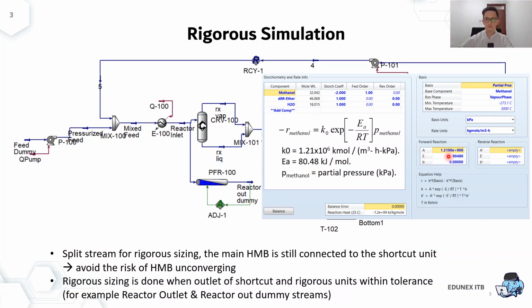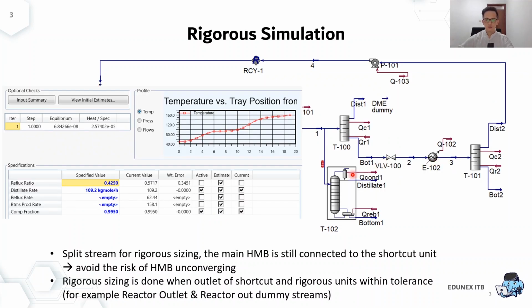For the rigorous distillation, we will have to put the number of stages that is given from the shortcut simulation. For example, now we try, in this case, 19 stages, and then the location of the feed, and then we play around with the reflux ratio, the distillate rate, and the component fraction in order to get the required product of the distillation.